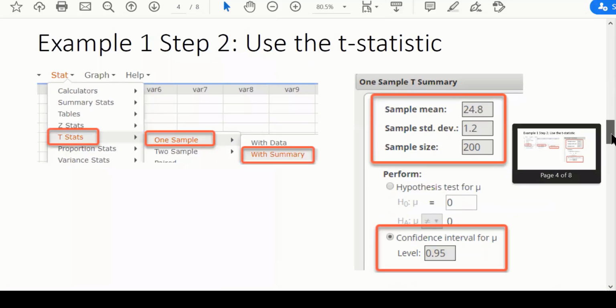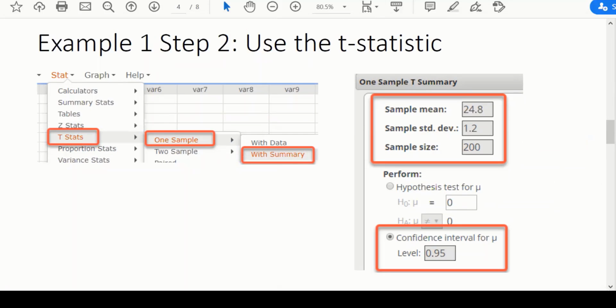Okay, so this is what it looks like. What we're going to be using is called the t-statistic: t-stats, 1 sample with summary. You're given 3 blanks to fill out. What is the sample mean, X bar? What is the sample standard deviation, S? And what is the sample size, N?